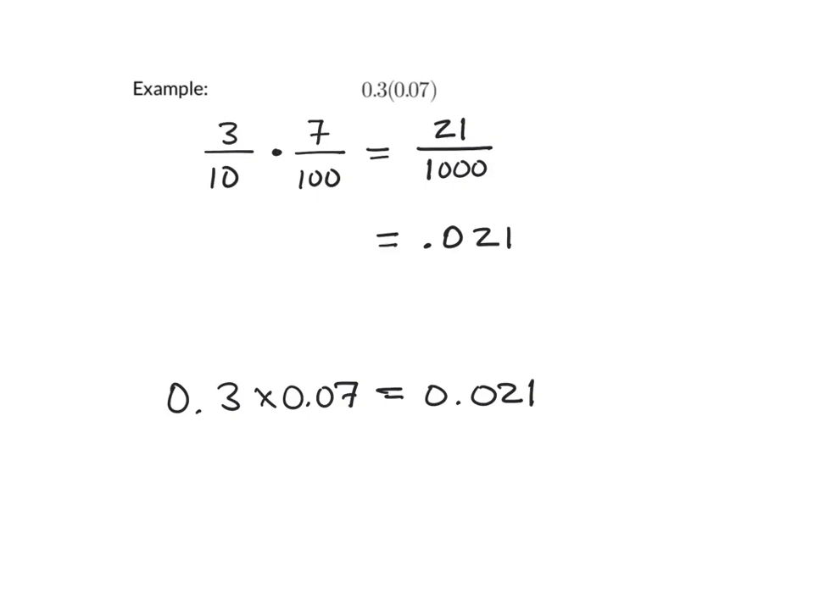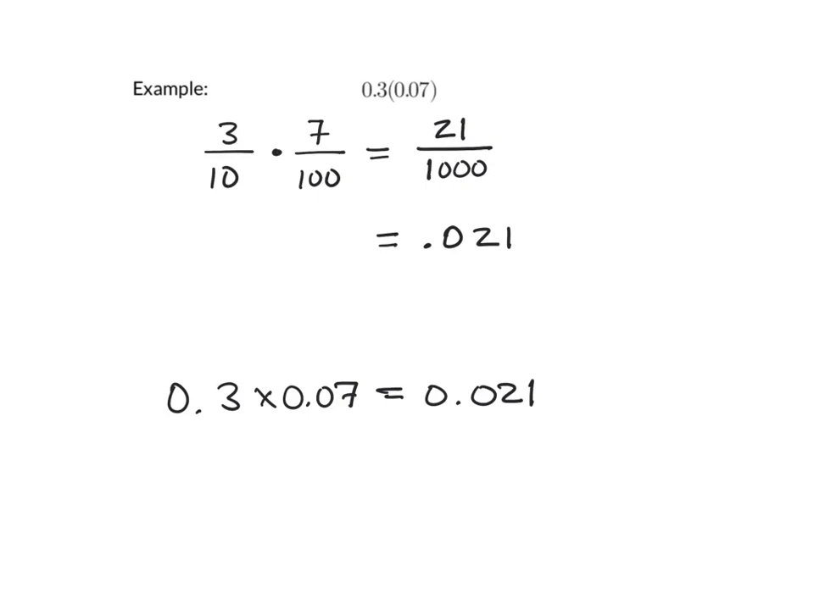So how do we come up with this answer? The first thing that we do is we multiply the 3 and the 7. That gives us the 21. How do I get 3 decimal places? Well, if we look back at our problem, I have 1 decimal place in the first number and 2 decimal places in the second number, giving me a total of 3.